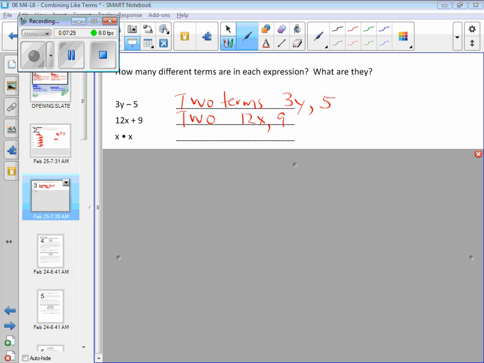X times X. Not yet. We'll get to that. Right now, as is, how many terms do you say? Everybody agree there's 2. Yeah, and I'm going to ask you to write out the letter X twice. So if you see them twice, you list it twice.